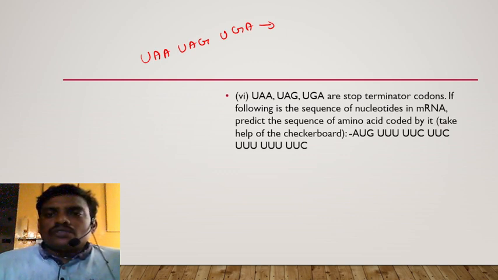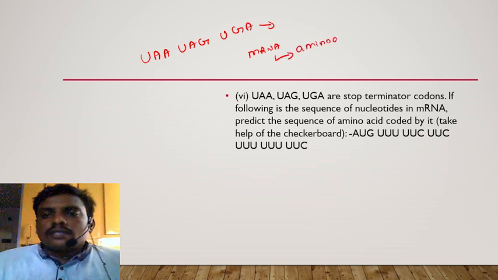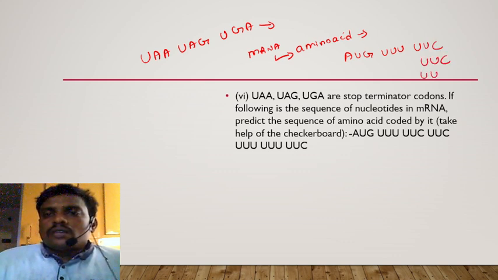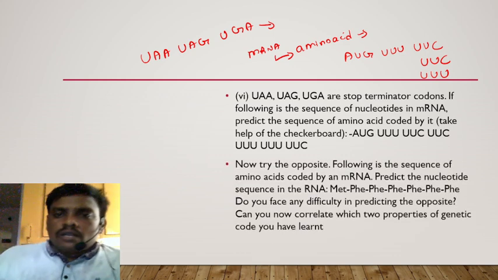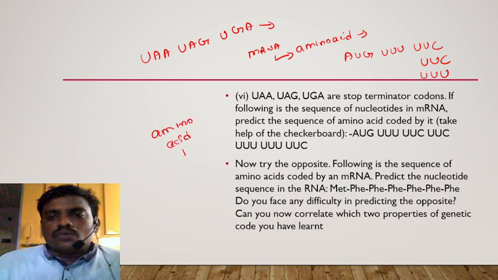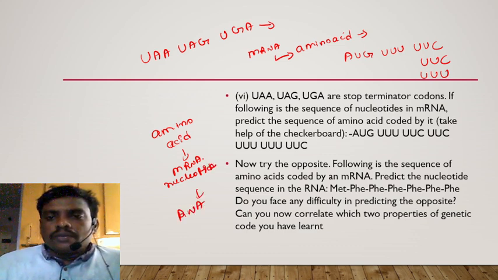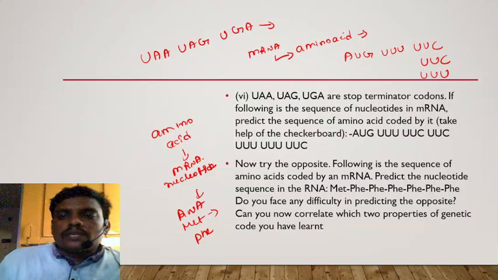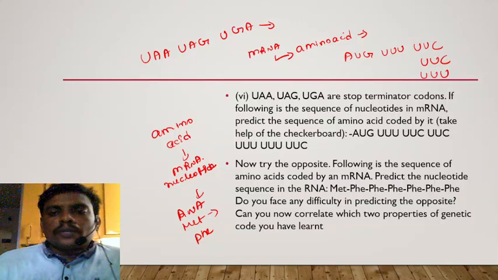If the sequence of nucleotides in mRNA is AUG, UUU, UUC, UUC, UUU, predict the sequence of amino acids coded by it. Now try the opposite. Following is a sequence of amino acids coded by mRNA. Predict the nucleotide sequence in the RNA. So Met, please see the phenylalanine, Phe. Do you face any difficulty in predicting the opposite? Can you now correlate with the two properties of the genetic code you have learned?